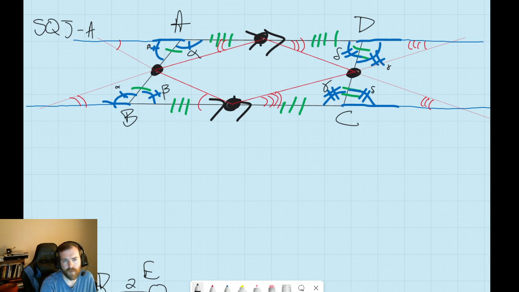So, weirdness. If this is alpha here, and this is beta here, they're supplementary to each other, then this angle here, marked with 2 hashes, and this angle here are going to sum up to beta. I don't like this, but could make it happen. Ew.